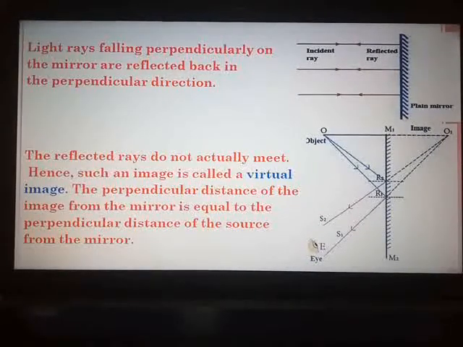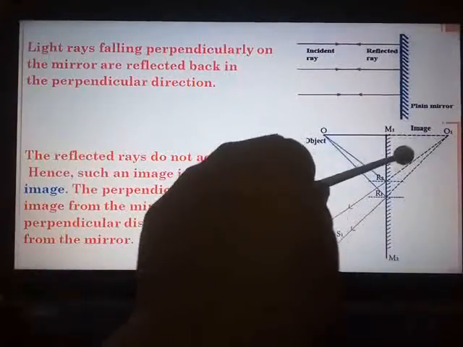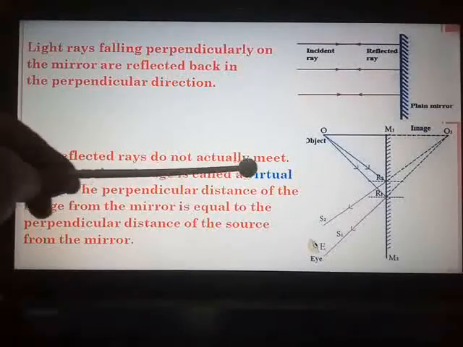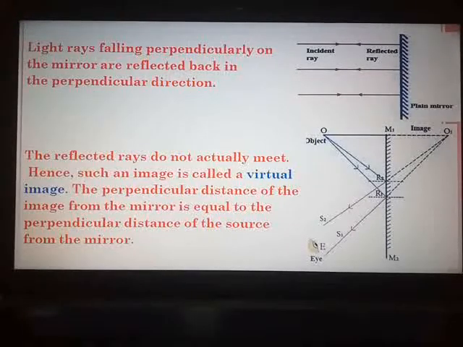Now the reflected rays do not actually meet. Do they actually meet over here? No, they only appear to. So the reflected rays do not actually meet, and hence such an image is called a virtual image. The perpendicular distance of the image from the mirror is equal to the perpendicular distance of the source from the mirror.